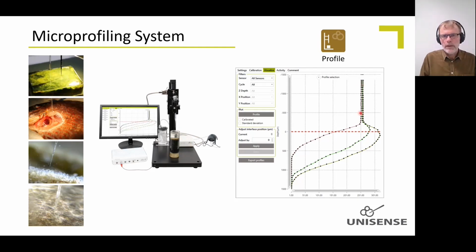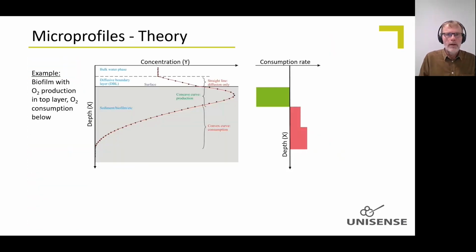And then you can get the nice data you see over here collected automatically if you have the motor control. Such a microprofile has a lot of information in it. So this is an example from a biofilm with an oxygen production in the upper layer. This is shown by the green bar here, which is the consumption rate. So a negative consumption rate is the production rate, and then consumption down in the lower part. So the qualitative information you can get from a profile.